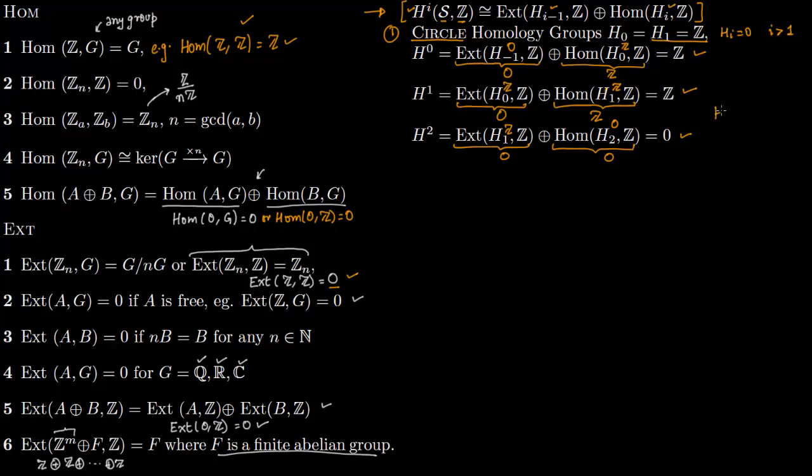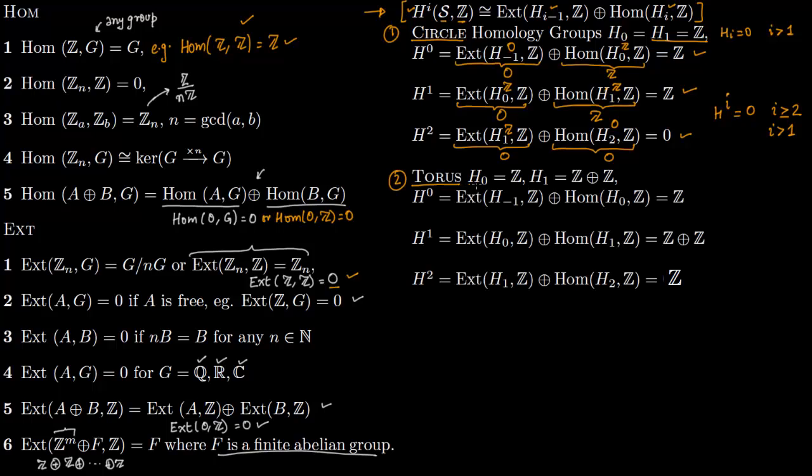So you can check the cohomology groups of the circle will be 0 now for i greater or equal to 2, or you can say i greater than 1. So you can see that in this case of circles, the homology groups and the cohomology groups coincide. So the second example we will talk about is the torus.